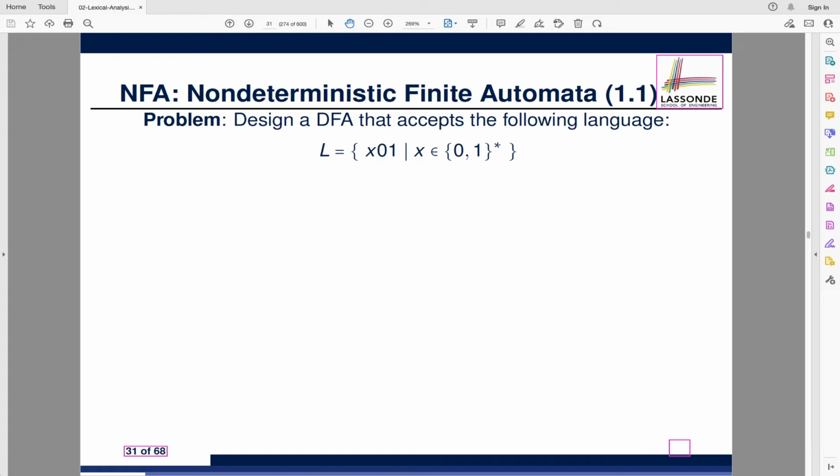No, it ends with 0, 1. Is it contains 0, 1 or ends with? Okay, but this one ends with 0, 1. Slightly different. Okay, so guys, draw very quickly. Just take 1 minute. Should be easy to draw.